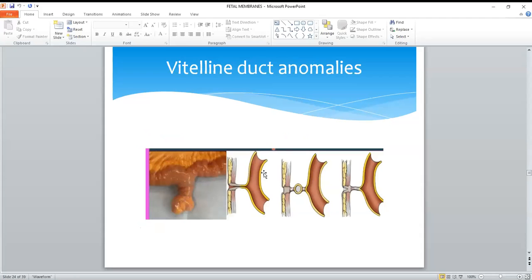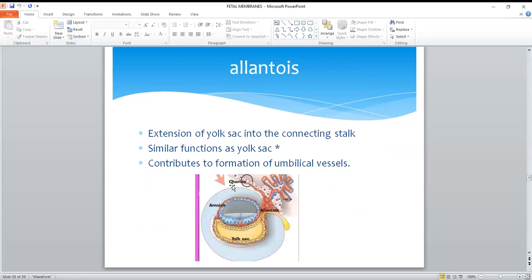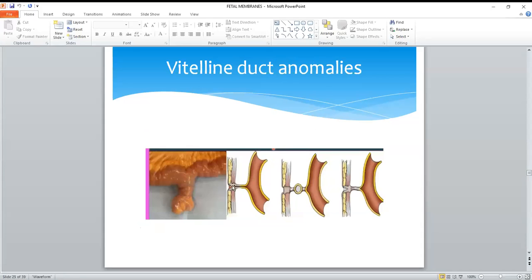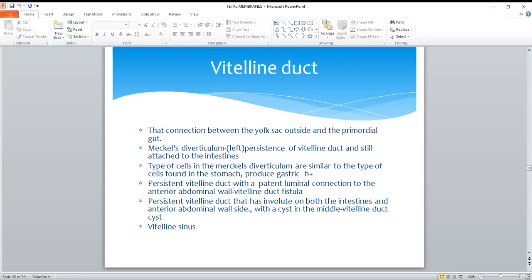Someone is asking the difference between the fistula and the cyst. This is the only difference: one forms a cyst and one does not form a cyst. This round thing, one has it and the other does not. So that's basically all I have for the yolk sac.